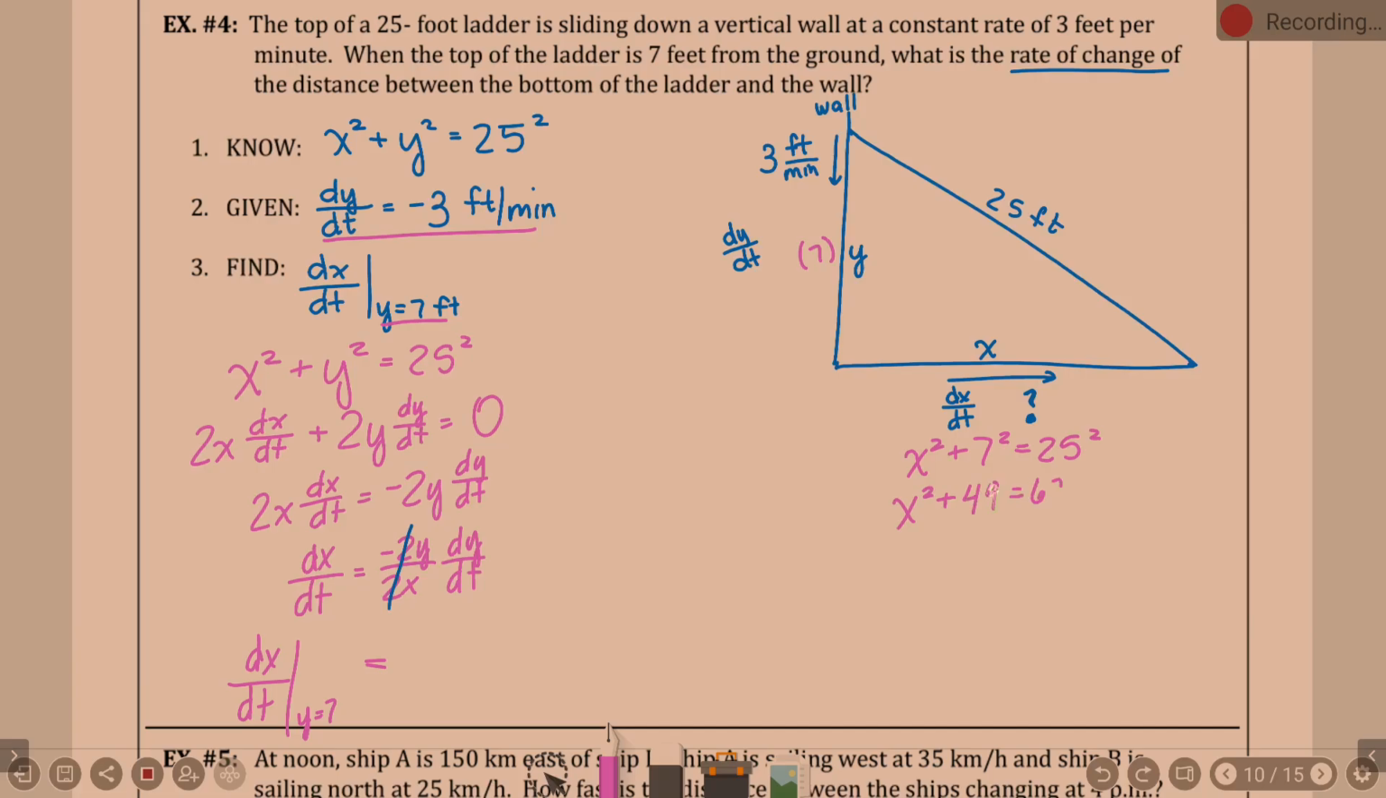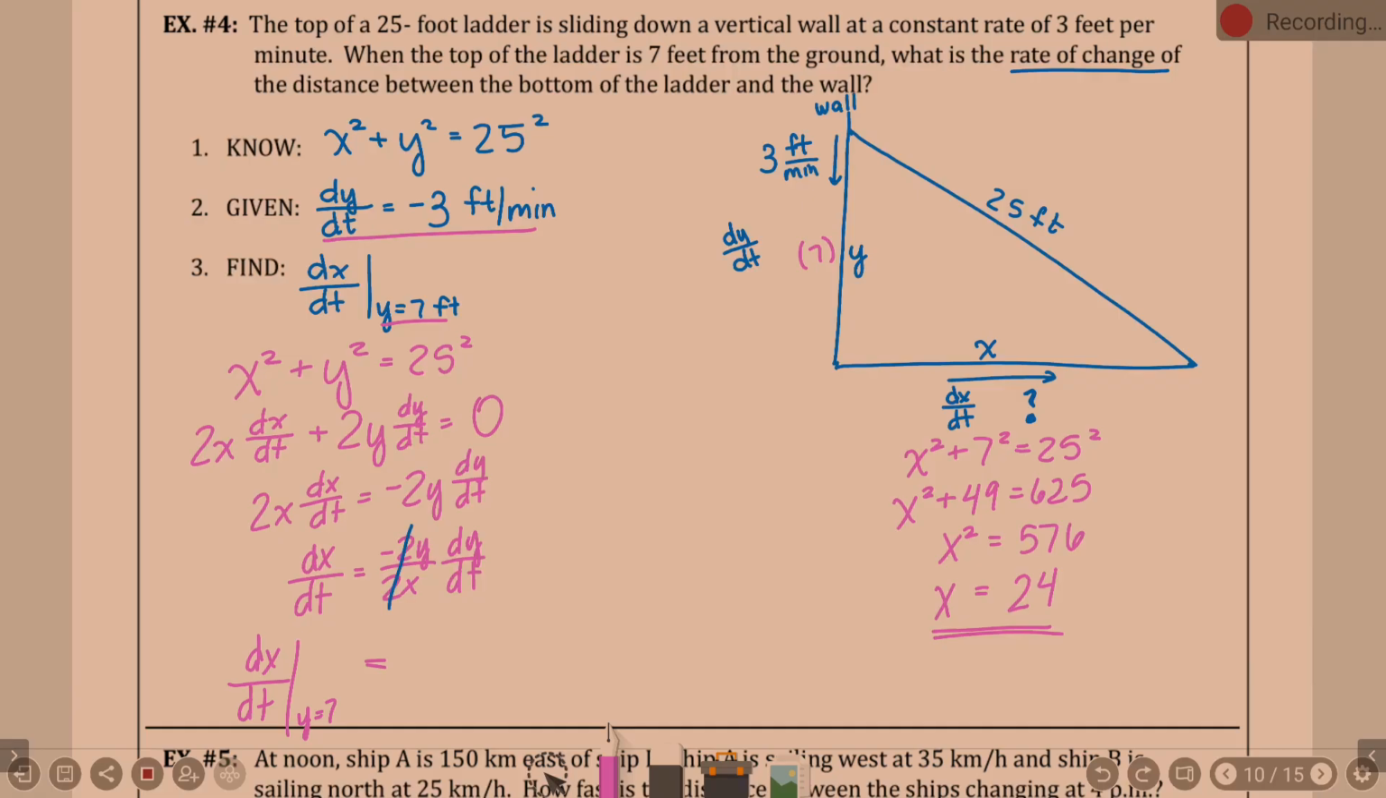x squared equals 576. And that is, isn't it 24? It is 24. The square root of 576 is 24. Now do we have everything we need to plug in? Yep. Now, don't forget the negative. As I agreed, the 2's can cancel.